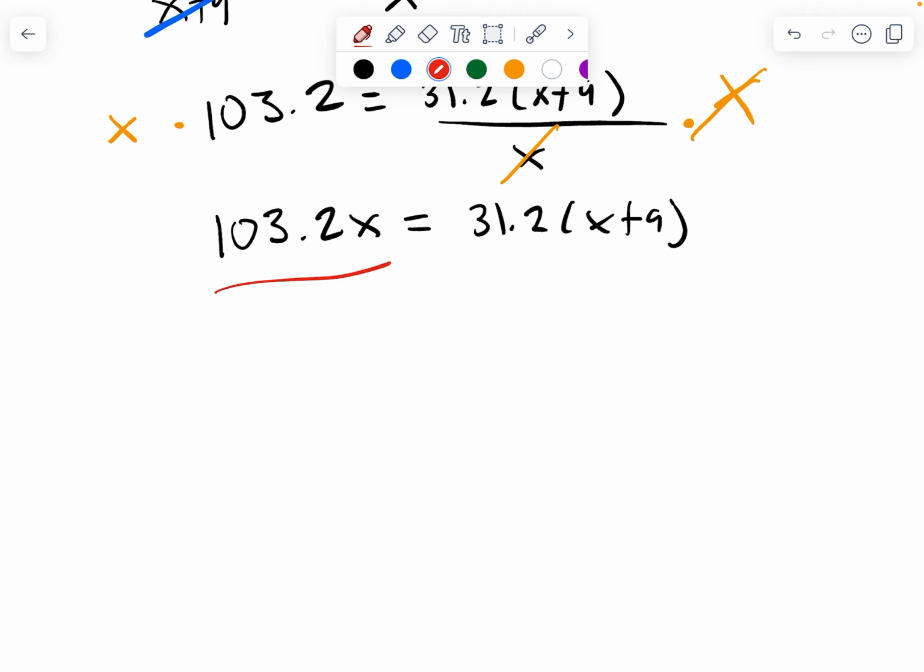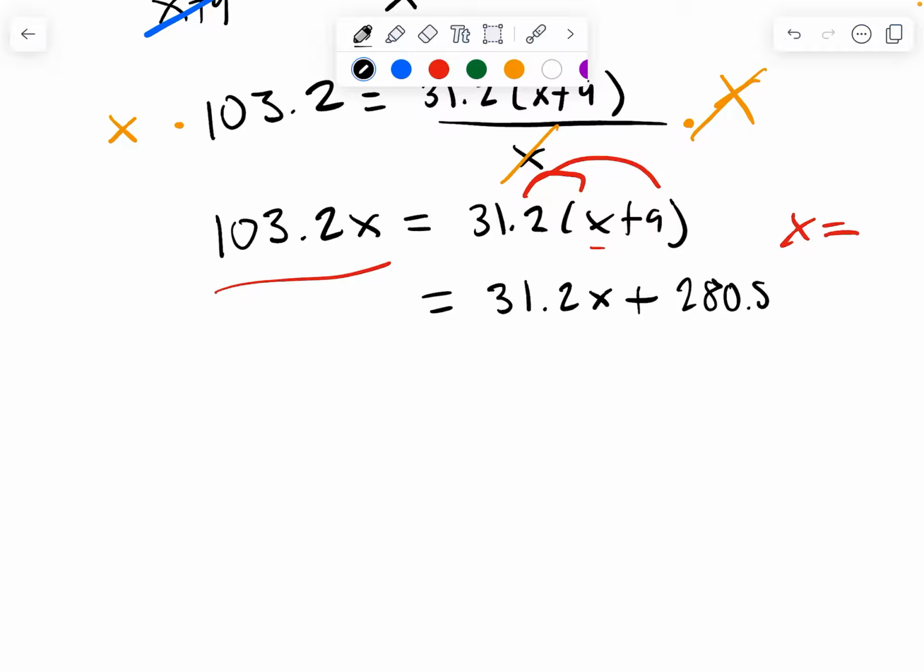Now we have an x on the left, and we have something in parentheses with x on the right. If my goal is x equals, I want to combine all those together. So we need to undo those parentheses to get my terms in a way where we can combine. So 31.2x plus, I'm just going to whip out my calculator here, 31.2 times 9, and we get 280.8. Still equals the same thing on the right.